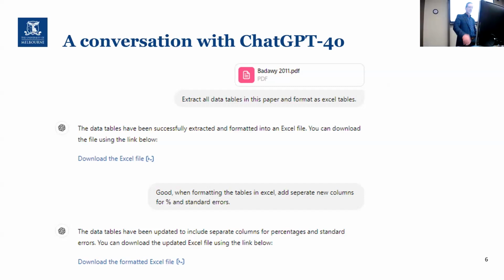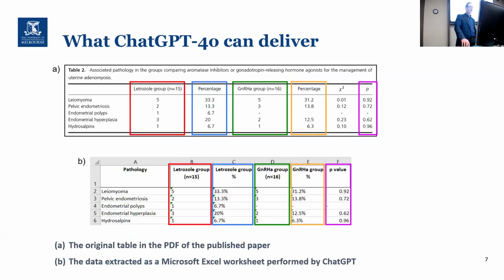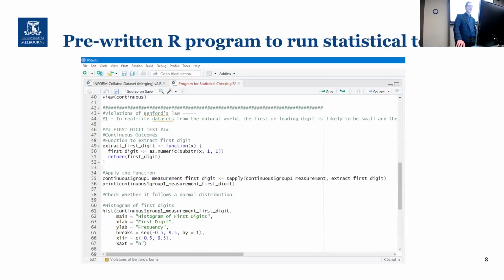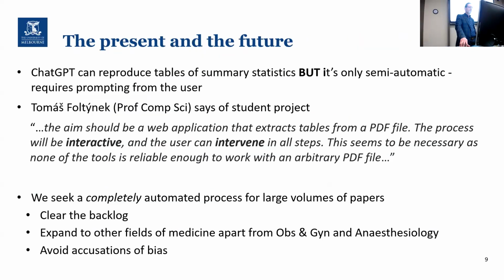But a short conversation can lead to reproducing the table at the top of this slide, which is the one from the paper, as the table in the bottom here, which is in Microsoft Excel, and you can knock yourself out by running your pre-written R program or any other package or platform to implement your statistical analysis and any other integrity checks that you want to do. So ChatGPT does a pretty good job of reproducing tables of summary statistics, but it's only semi-automatic. It requires prompting from the user.